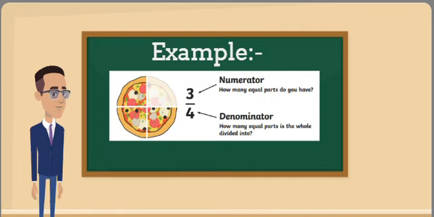Here I have 3 by 4 of a pizza. Numerator is 3 and denominator is 4. Numerator shows the equal parts I have eaten, while the denominator represents the total parts in which the whole is divided.